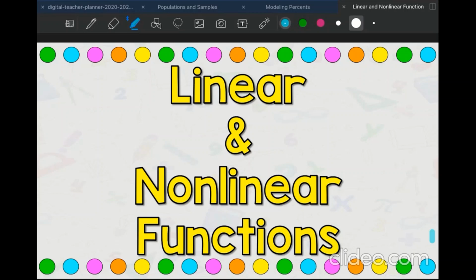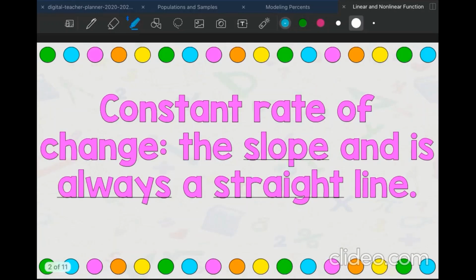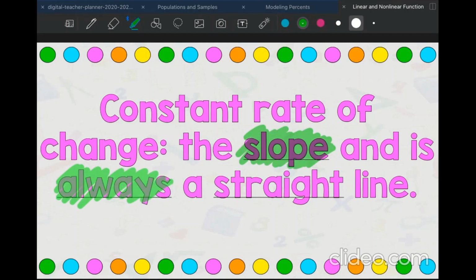So, all right. Today we're going to begin by talking about constant rate of change. The constant rate of change is the slope, and it's always a straight line. So I took the advice of one of my classes and said not to make the underlined words a different color. But then they were complaining that the underline was too small. So I'm highlighting now. So constant rate of change is the slope, and it's always a straight line.